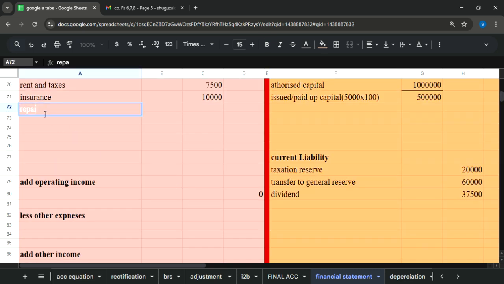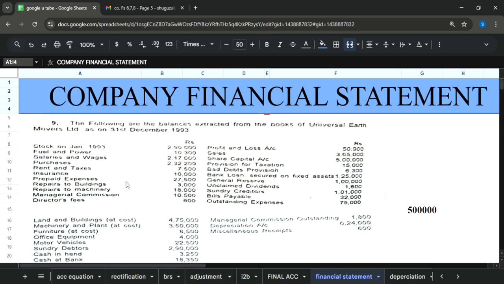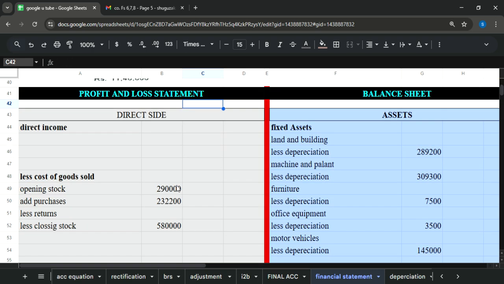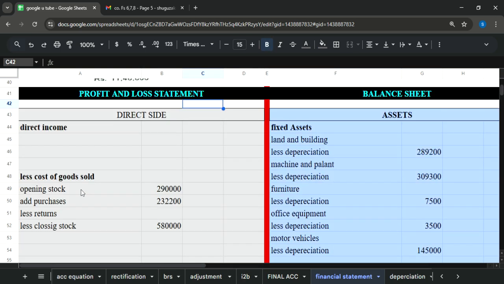Here you will mention repair. Amount of repair is 3,000. So put 3,000 in operating expenses in front of repair. After which we have again repair. This was repair of building, now repair of machinery.